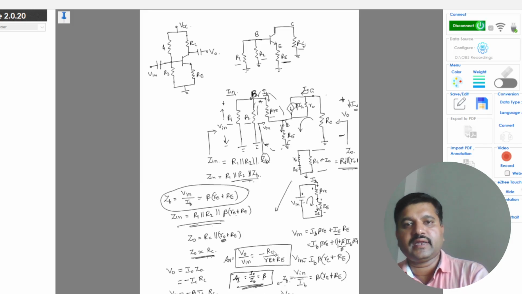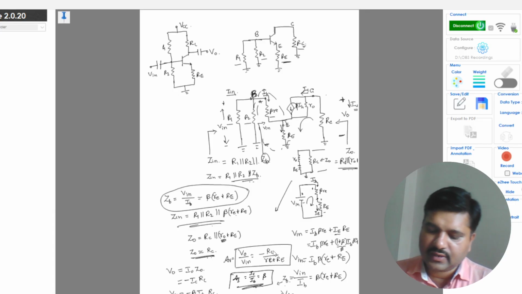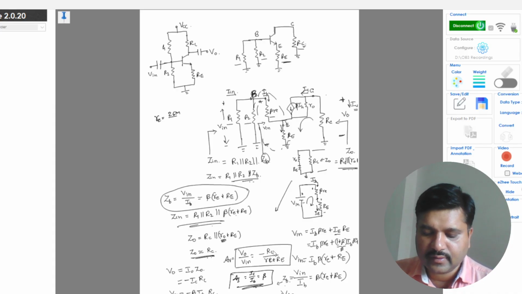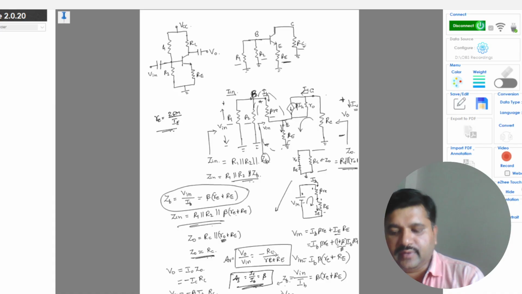So this is the derivation, or the AC analysis, for the voltage divider circuit with bypass capacitance and without bypass capacitance. For solving the problems, you can substitute the values of R1 and R2 directly, but before that you need to make sure that you find the value of re. re will be 26 milli by IE. IE you find using the DC analysis we discussed in the previous videos.